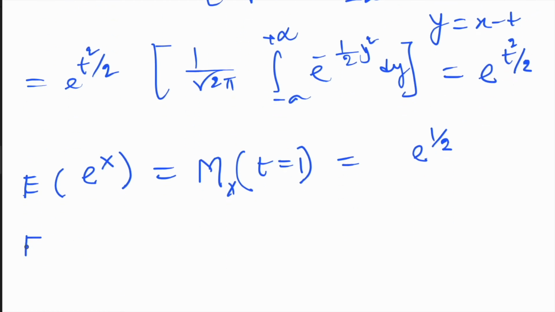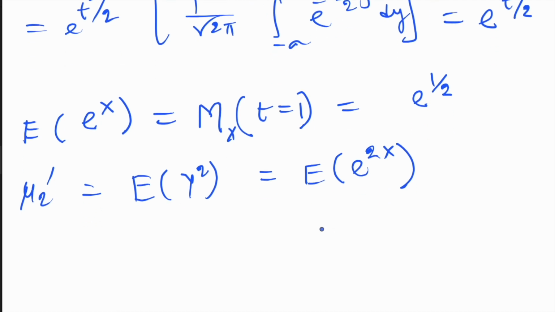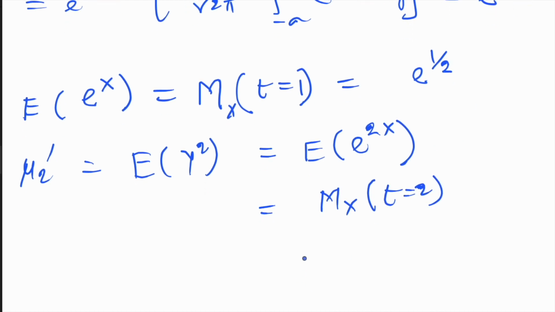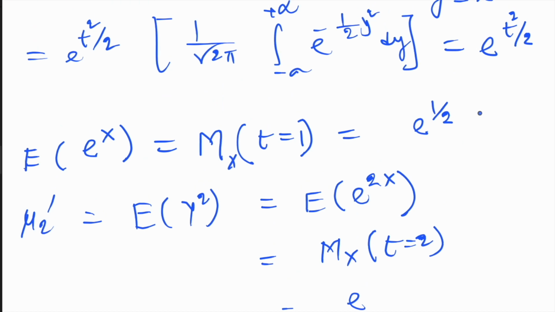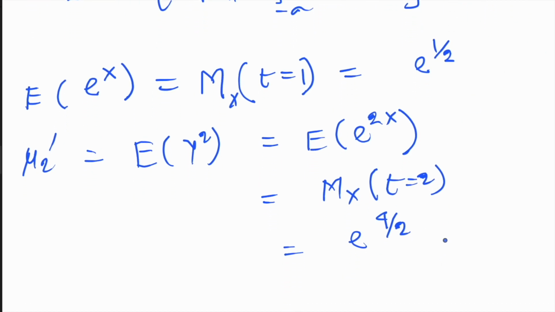Now let's see what is the value of y square. The non-central second moment mu 2 prime is E of y square, so it is the expectation of e to the power 2x. Again, this is the moment generating function at t equal to 2, so let's put it: e to the power 4 by 2, that is t square by 2, so e square.